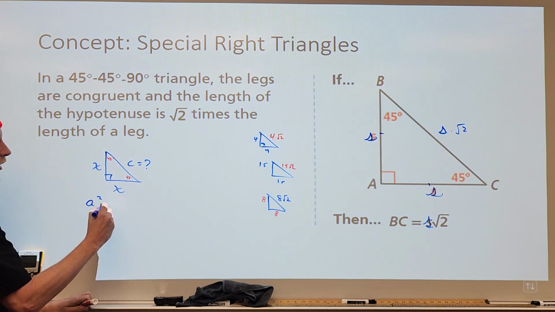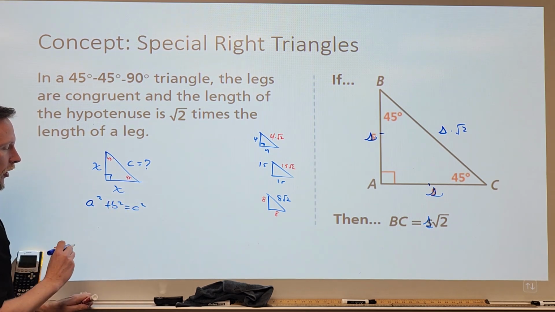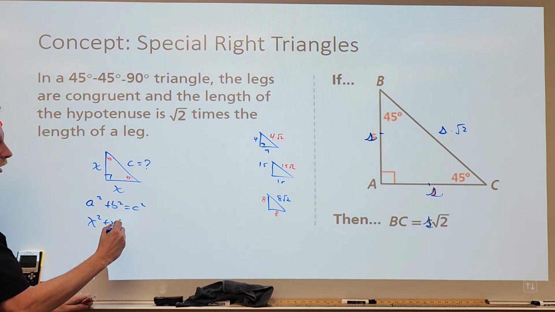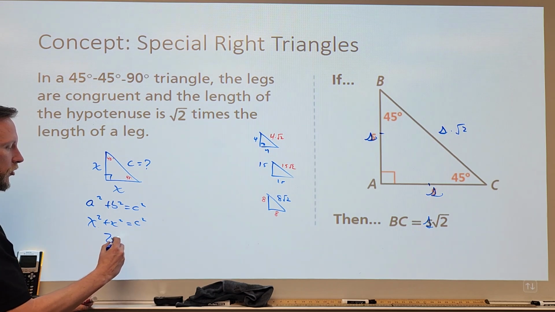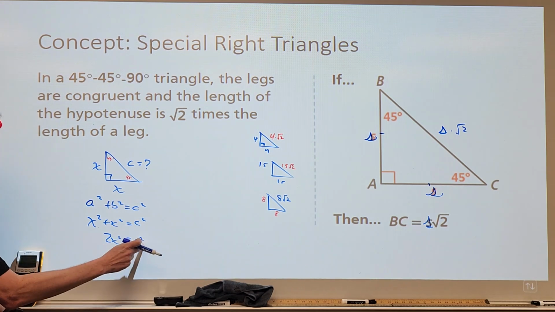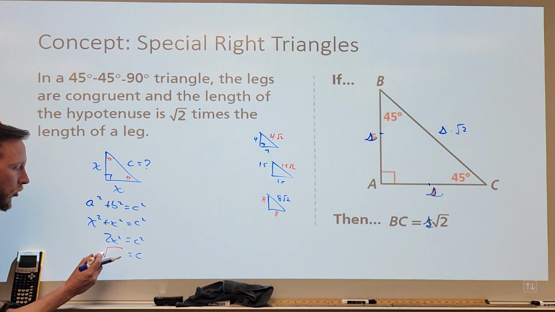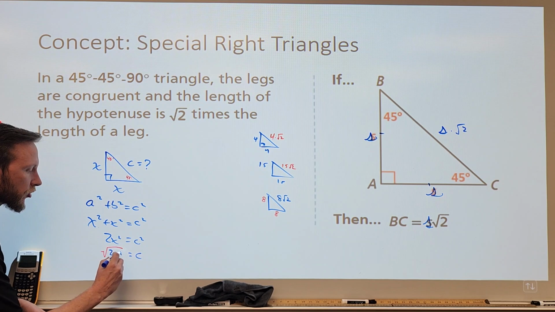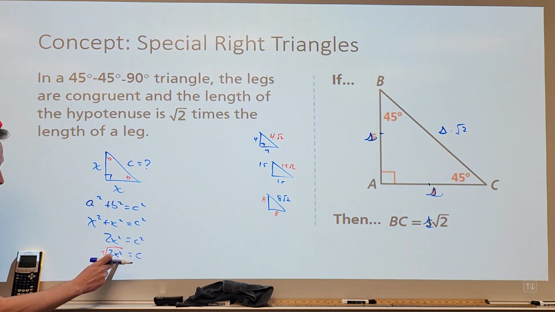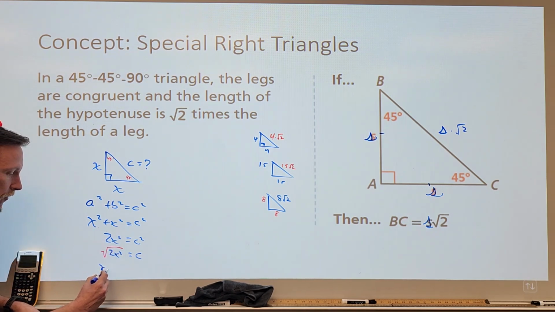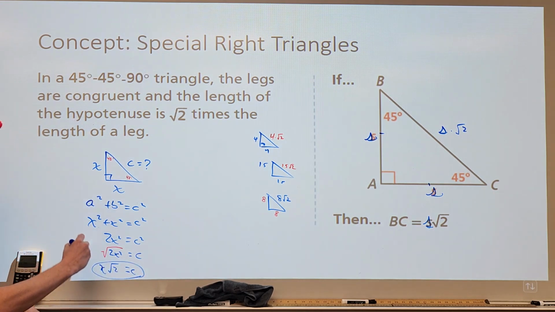Now if I do a squared plus b squared equals c squared, I can show that if I do x squared plus x squared equals my hypotenuse squared, I get 2x squared is equal to c squared. To find out what c is, I have to take the square root on both sides. So when I do the square root of 2x squared, I get the square root of x squared, that is x, and then I'm left with the square root of 2. So here is an explanation or proof of why the hypotenuse is going to be x times the square root of 2. Please include that in your notes.